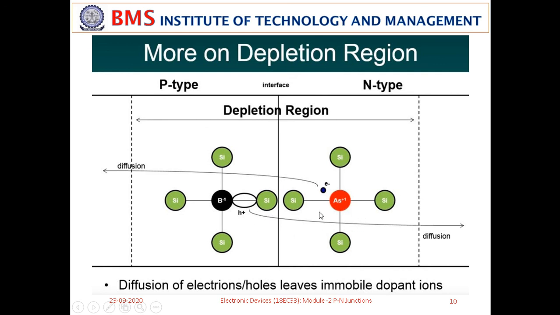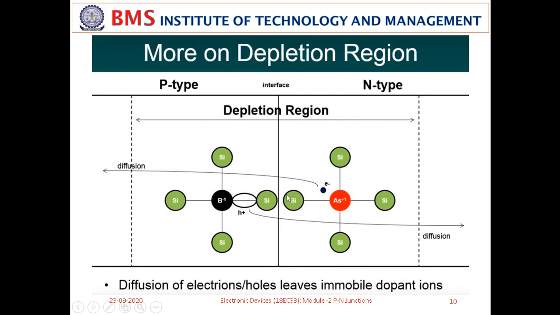So what I mean to say is, electrons keep diffusing from the n side to the p side, and this creates immobile positive charge on the n side. Similarly, holes, which are majority carriers on the p side, move from the p side to the n side, and when a hole leaves its position, it creates immobile negative charge on the p side. That is what is noted at the bottom: diffusion of electrons or holes leaves immobile dopant ions.